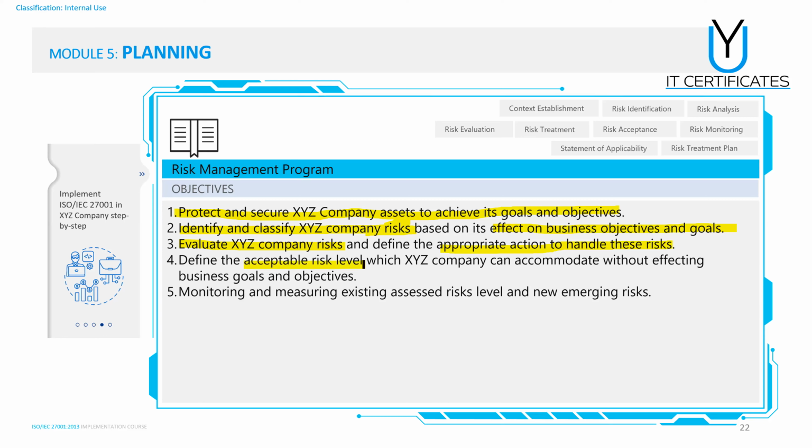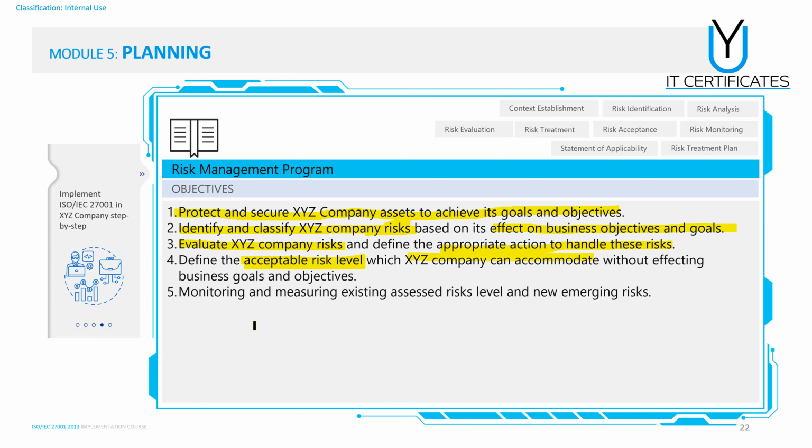Define the acceptable risk level. What is the acceptable risk level? When we say acceptable risk level, this is the risk level that will be accepted or accommodated by the company, and it will not take any action regarding this risk, because it will be a low risk level. Whatever the impact, it can be accommodated because it will have minimal effect on its operation. But what is this risk level? Is it low, medium, high? We have to define the acceptable level which the XYZ company can accommodate.